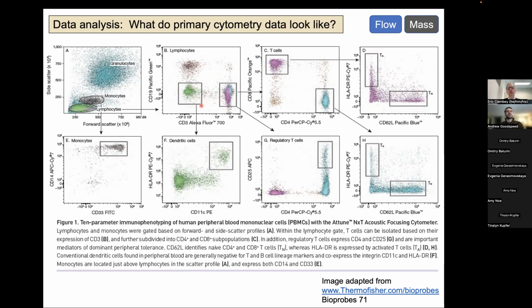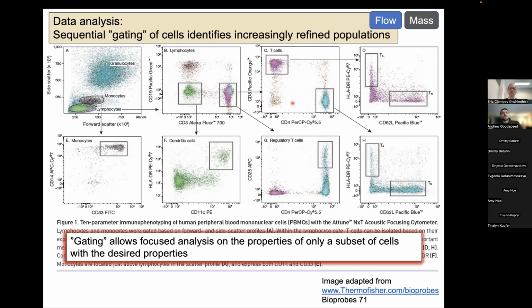And again, you can iteratively do this where you're saying, now I want to only look at cells that express CD3, but do not express CD19, and I want to assess their protein expression for other parameters. And so this gating allows you to sequentially focus your attention on specific subsets of cells.